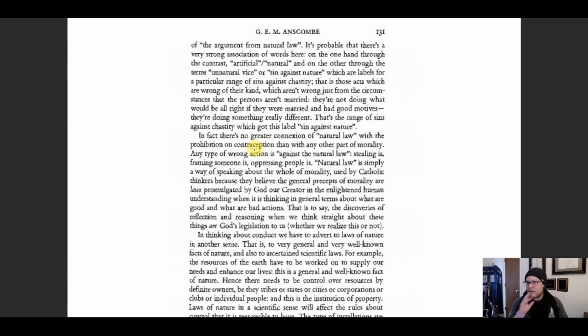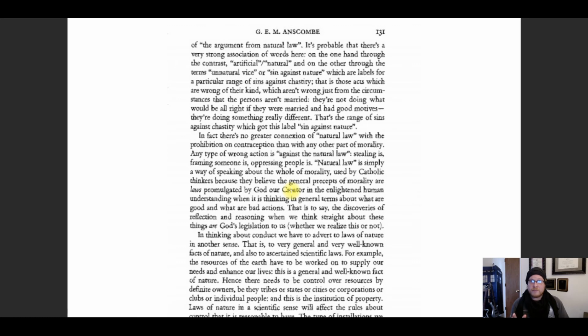Notice she did not say there it's what God commands, it's what God has put into nature, what he has promulgated that is accessible to us via our use of reason. Further, that is to say, the discoveries of reflection and reasoning when we think straight about these things are God's legislation to us, whether we realize this or not. So she is not saying here that these so-called traditional ethical views are something that simply comes directly out of Scripture. It's not the commands of God. This is something that everybody using their reason would know.